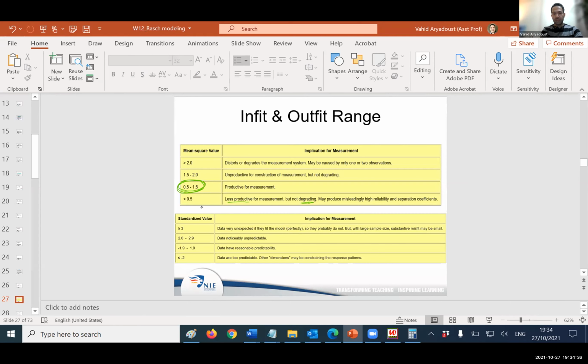But you see, it may produce misleading high reliability and separation. So it's not too bad a thing. It's still okay. I mean, we won't lose too much if it falls below 0.5. But if it falls above 1.5, that's where the problem starts.